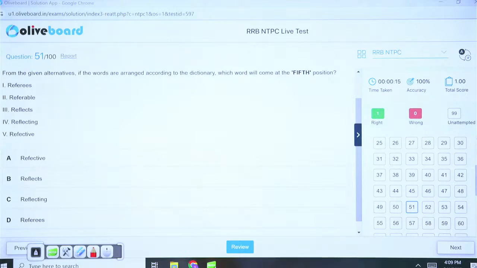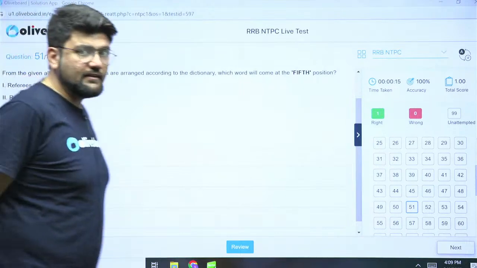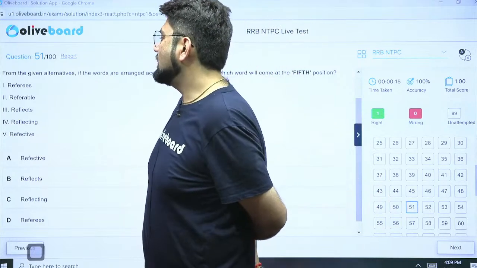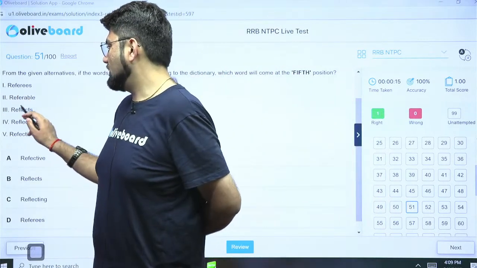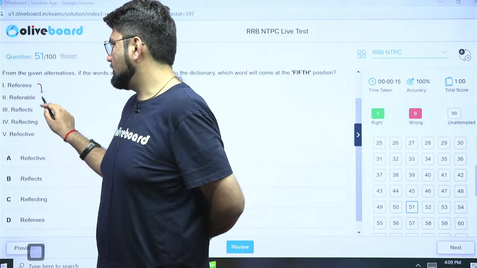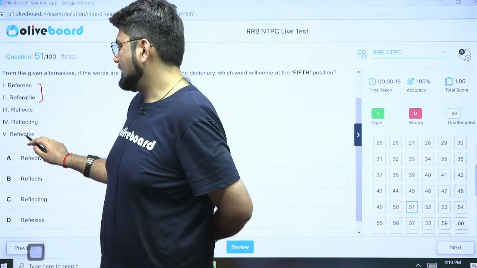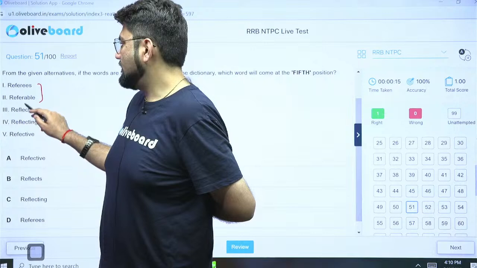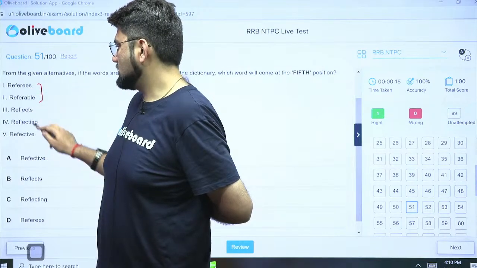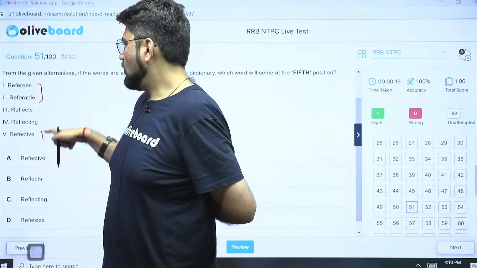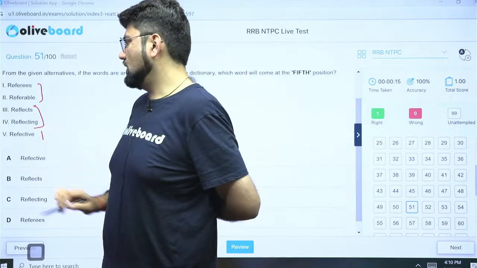Okay, from the given alternatives, if the words are arranged according to the dictionary, which word will come at the 5th position? Now, solving these questions quickly will give you that upper hand. Okay. If you look at this carefully, this is refer, reflect. So these two will come first. This will come later. Reflect again, reflective, right? Reflect, refer, reflect. So this comes first. The next two will come next. Don't have to check the order. 1, 2, 3, 4 and 5 have to be from here only.